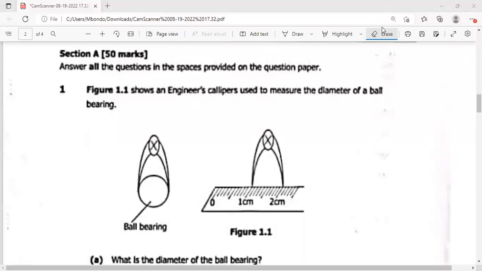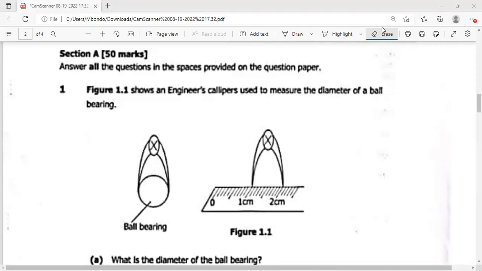So the question we are solving is from the question paper. As you can see, we are solving question 1 from section A, which is about 50 marks, but the question we want to attempt is 4 marks. The instructions say you have been told to answer all the questions in the spaces provided on the question paper. So you need to follow instructions as you do the calculations.